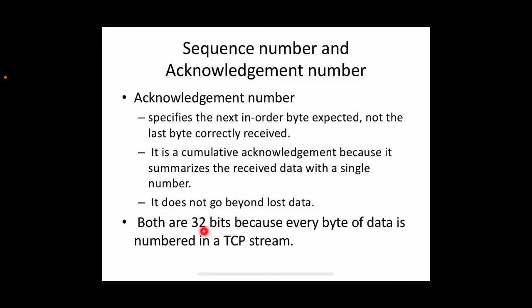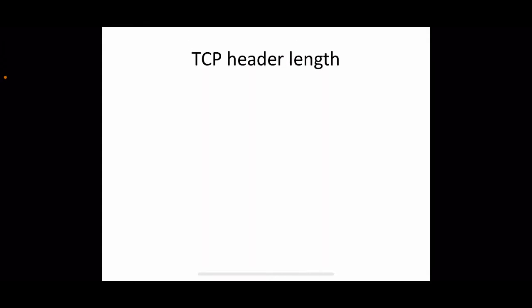Both the sequence number and acknowledgement number are 32-bit numbers because every byte of data is numbered. Every byte is given a unique number, so the sequence number should have that much length. That is why we are using a 32-bit number.